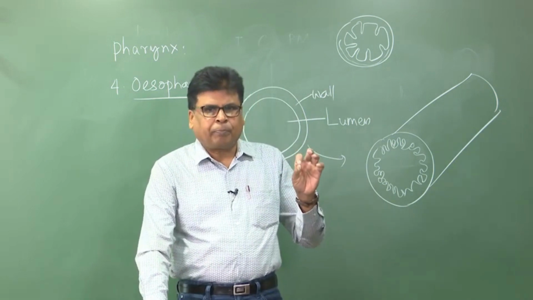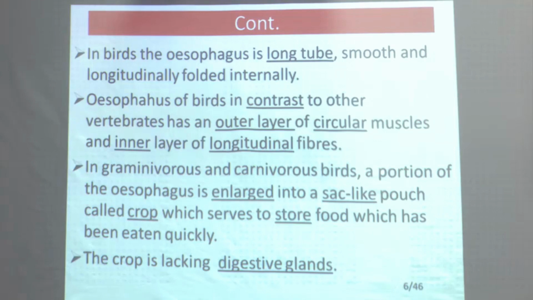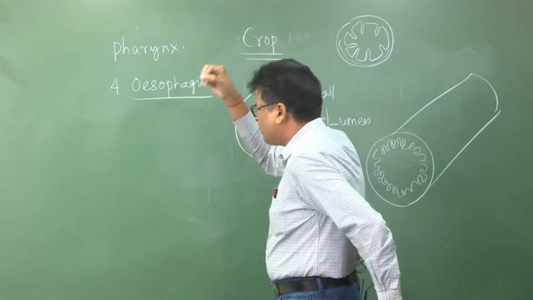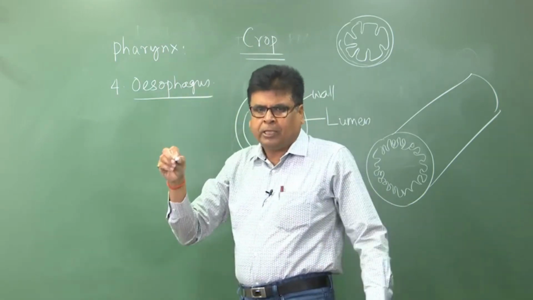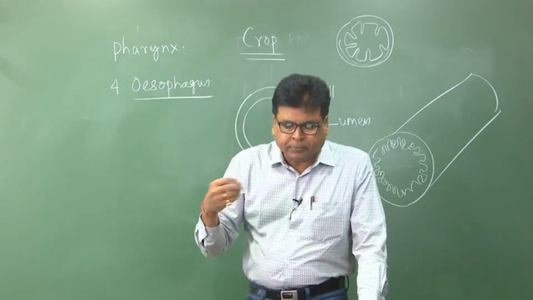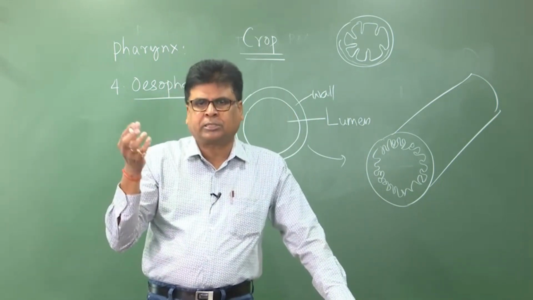Again, in the case of seed eating birds, also known as graminivorous, and carnivorous birds, a portion of the oesophagus is enlarged into a sac-like or bag-like pouch that is called the crop. This is especially so in graminivorous or seed eating birds, for example, the pigeon. Pigeons are seed eating birds.